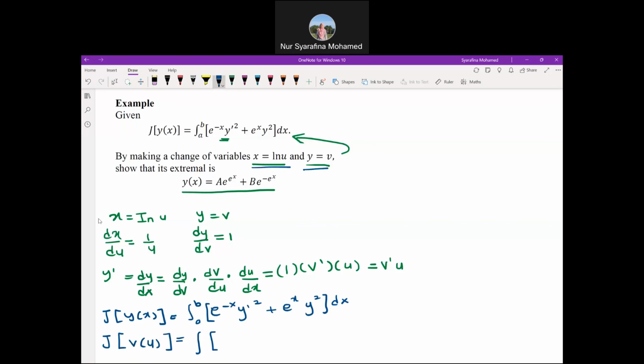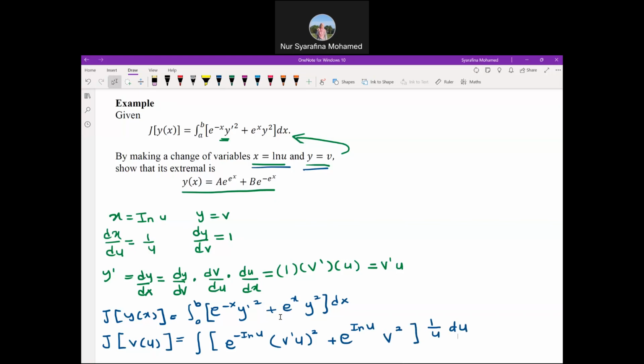So we have here the integral of negative ln u times y prime squared. Y prime is given by v prime times u, squared. Okay, and plus e to the power of ln u times y squared. Y is v squared. Okay, now what is our dx? Right, so dx is 1 over u. Okay, so change everything with the variable given, right?